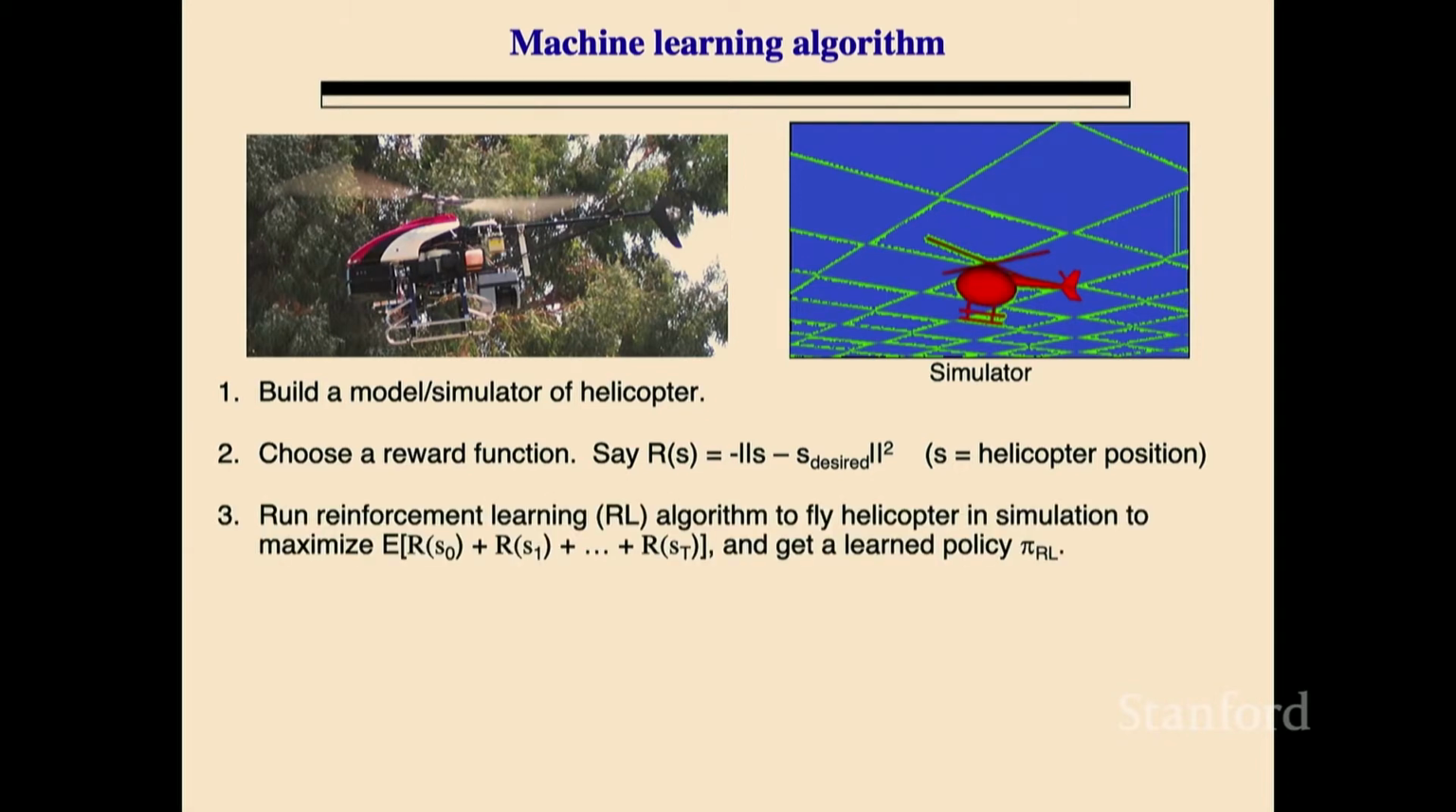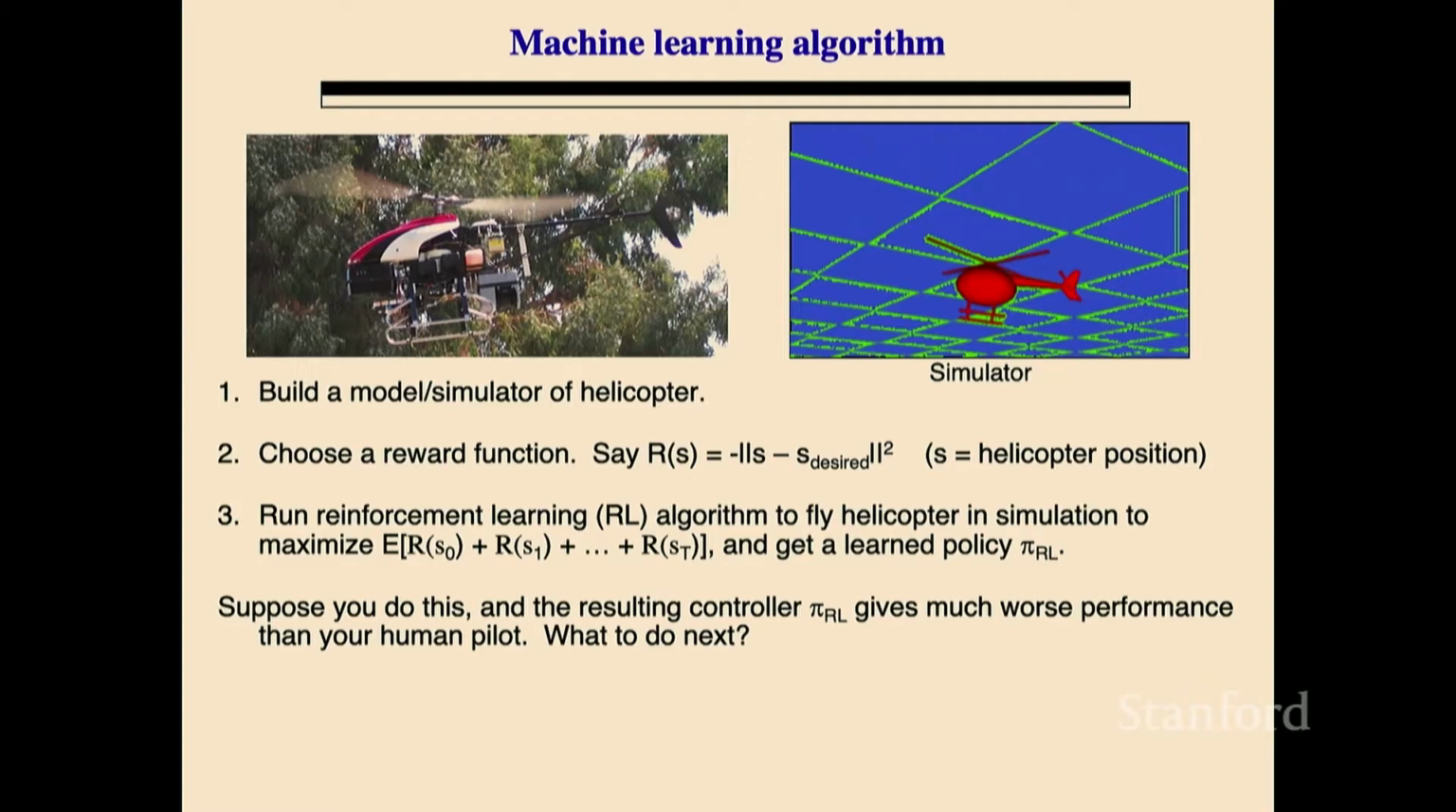Right? And then what you do is you run a reinforcement learning algorithm to try to maximize, say, the finite horizon MDP formulation, maximize the sum of rewards over T time steps. You get a policy pi. And then whenever you do this, the first time you do this, you find that the resulting controller does much worse than the human pilot. And the question is, what do you do next, right?